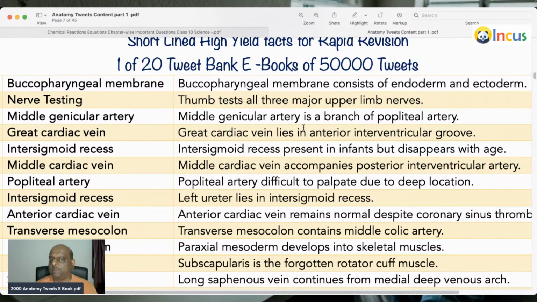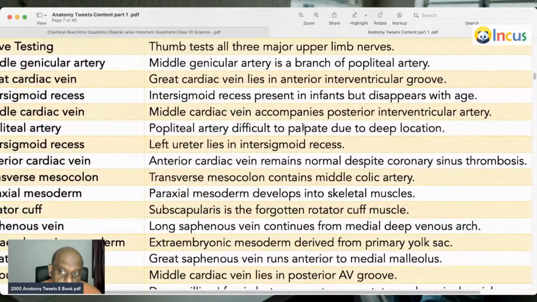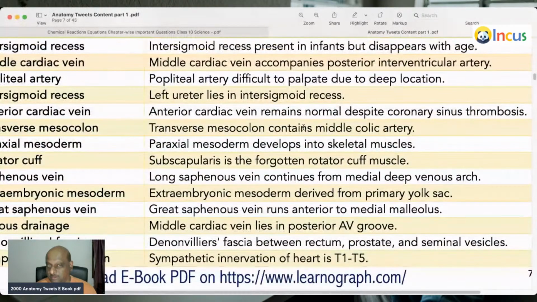Can you palpate popliteal artery? No, because it is very deeply located. In the intersigmoid recess, which is present only in infants but disappears with age, left ureter typically lies in the intersigmoid recess. So, transverse mesocolon, what is the artery present in it? It is the middle colic artery, which is there in the transverse mesocolon.